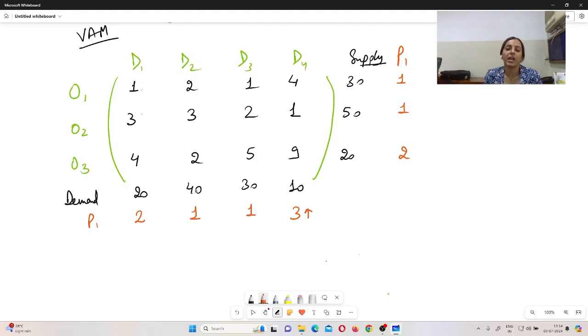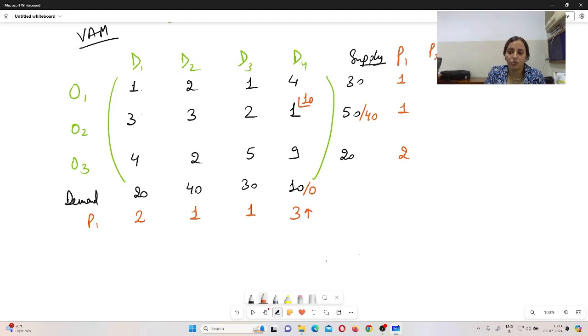Now you have to give the allocation in D4 as much as you can to the least cell. The least cell is 1, so give the allocation to this. This is 10, this is 50. So how much allocation can we give? 10 allocation. So the remaining over here is 0, and about this, we are handling a remaining, that will be 40. Right? And now the same process goes on.